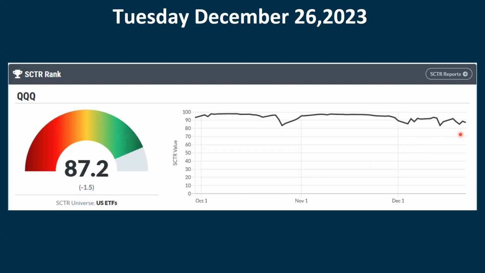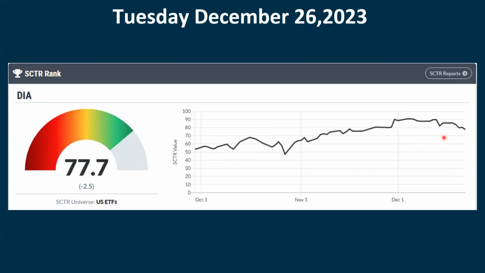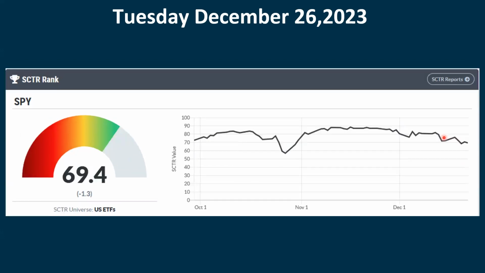Right now it's performing about the best. Then the Qs, which have been in first place for most of the year, are now in second place, coming in at 87.2. Then the mid caps, which were in next to last place for a lot of the year, are also showing some improvement, coming in at 78. Then we have the Dow at 77.7. And in last place is the S&P 500 ETF at 69.4.